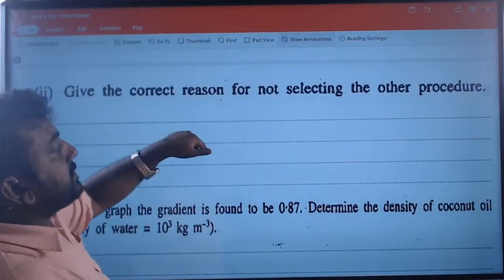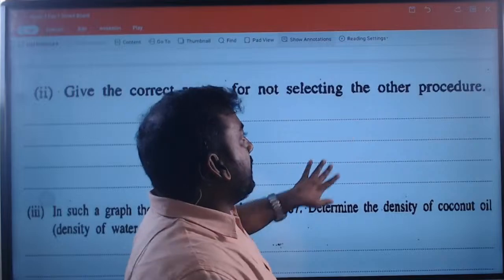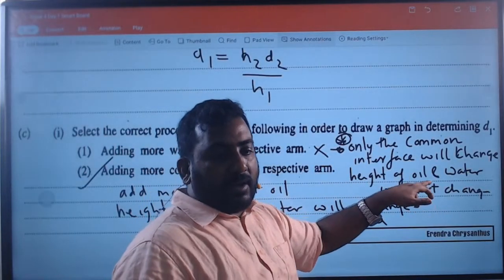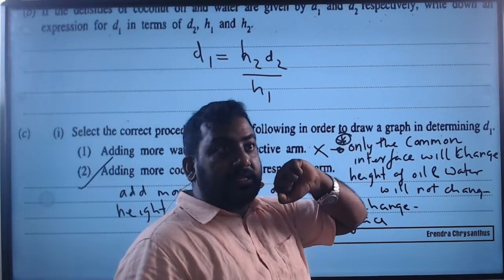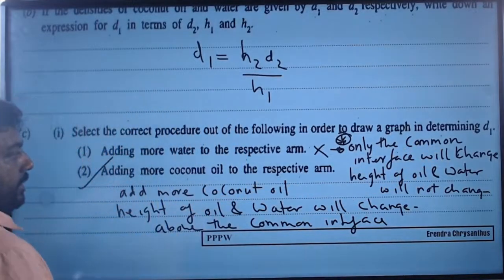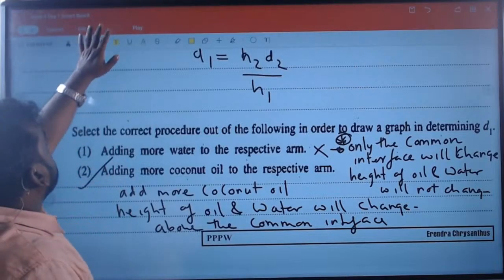Give the correct reason for not selecting the other procedure. So why did we write that here? If we insert water, what happens? Only the common interface will change. Height of oil will not change. You can write that down there. Okay. Right.